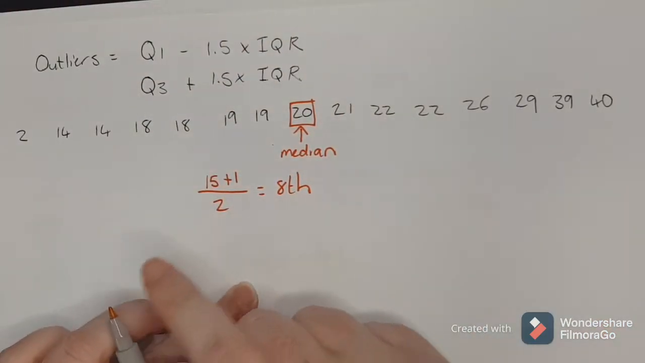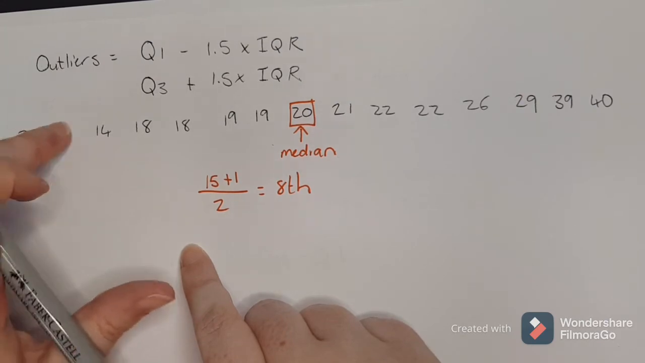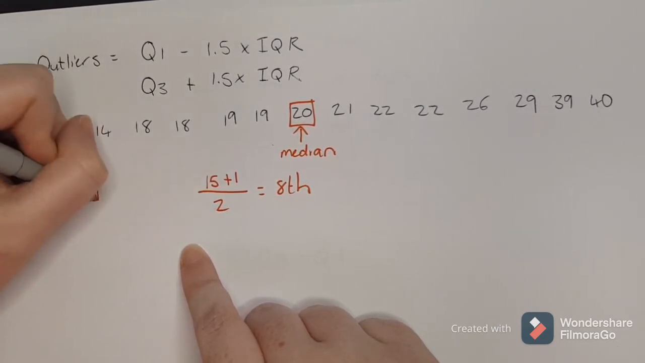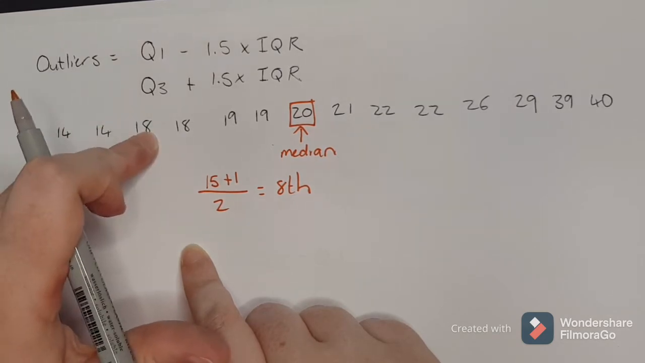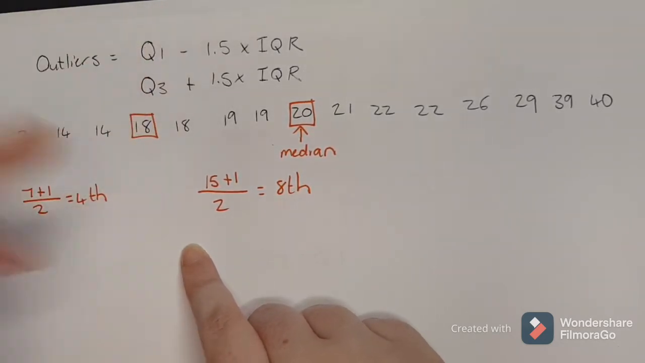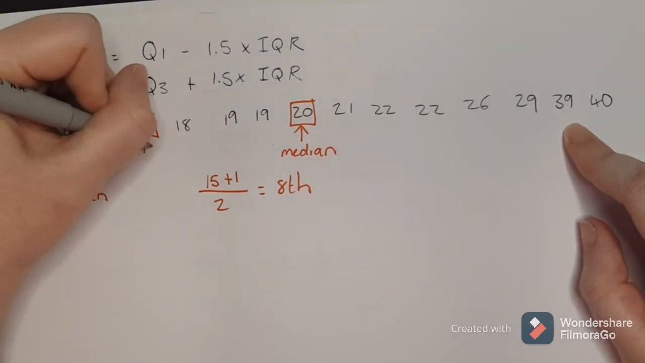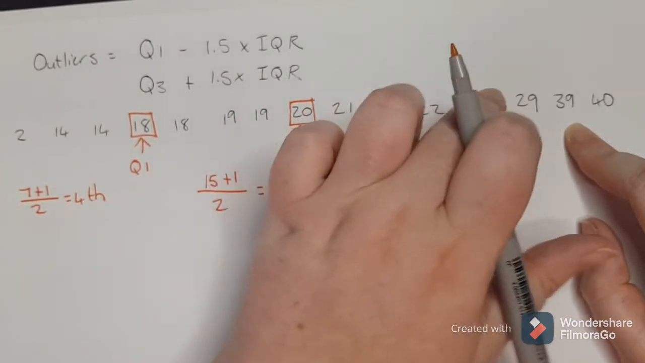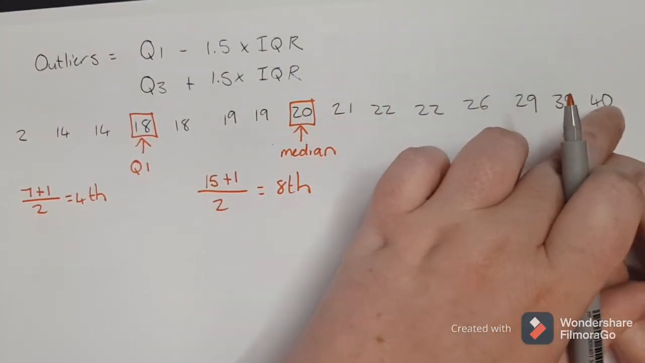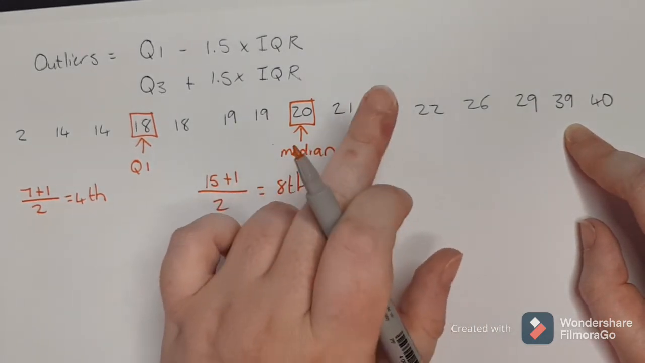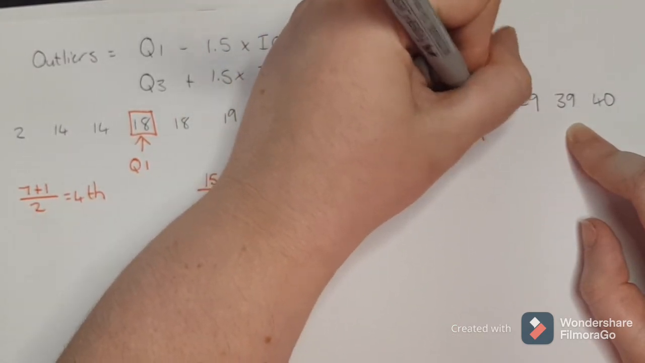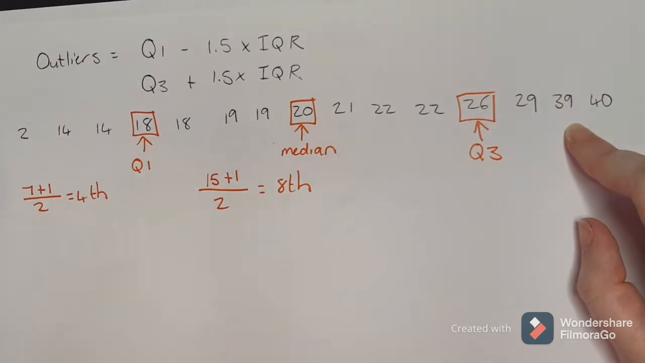So now I need the lower quartile. So I have 1, 2, 3, 4, 5, 6, 7 values on this side. So 7 plus 1 is 8 divided by 2 means I'm looking for the 4th number. So 1, 2, 3, 4. And so that's the Q1. Same then goes for the upper quartile, because I've got 7 values, 7 plus 1 divided by 2 means the 4th number from the median, excluding the median. So 1, 2, 3, and 4. So then this is going to be the Q3.